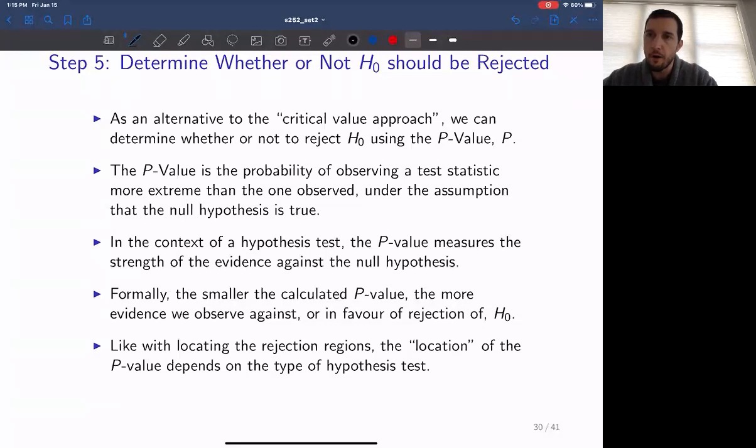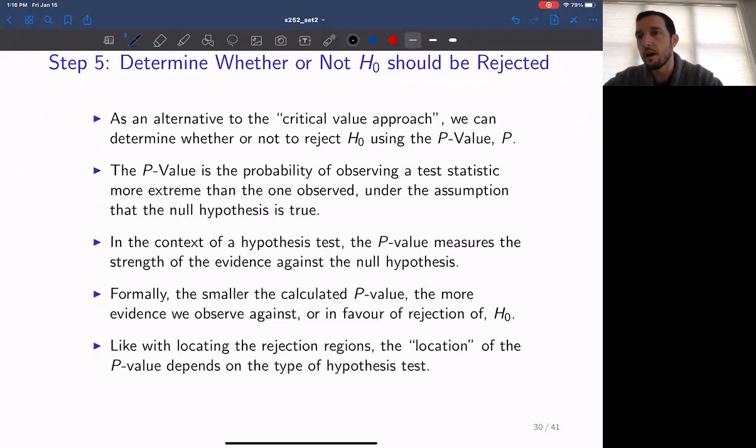In the context of hypothesis testing, we use the p-value as a measure of the strength of the evidence against the null. Another way to think about this, we use the p-value as a probability to determine if we should or should not reject the null hypothesis. And more strictly, we think of the p-value as a probability of whether or not there is evidence that the null hypothesis is true.